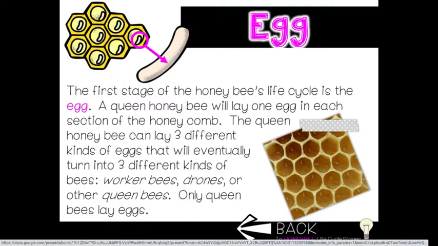The first stage of the honeybee's life cycle is the egg. A queen honeybee will lay one egg in each section of the honeycomb. The queen honeybee can lay 3 different kinds of eggs that will eventually turn into 3 different kinds of bees: worker bees, drones, or other queen bees. Only queen bees lay eggs.